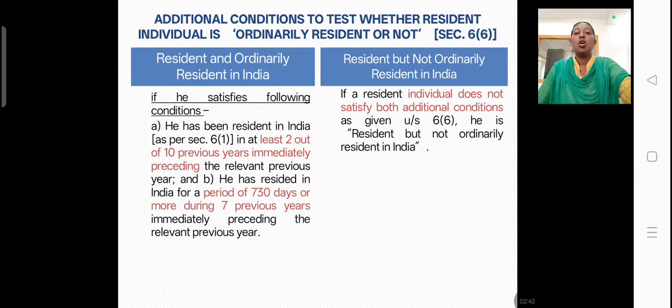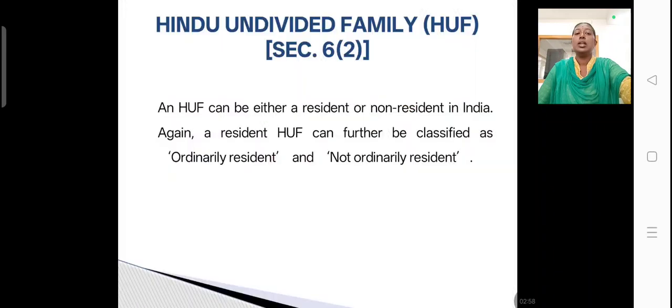Resident but not ordinarily resident in India: if a resident individual does not satisfy both additional conditions as given under section 6 subsection 6, he is resident but not ordinarily resident in India.